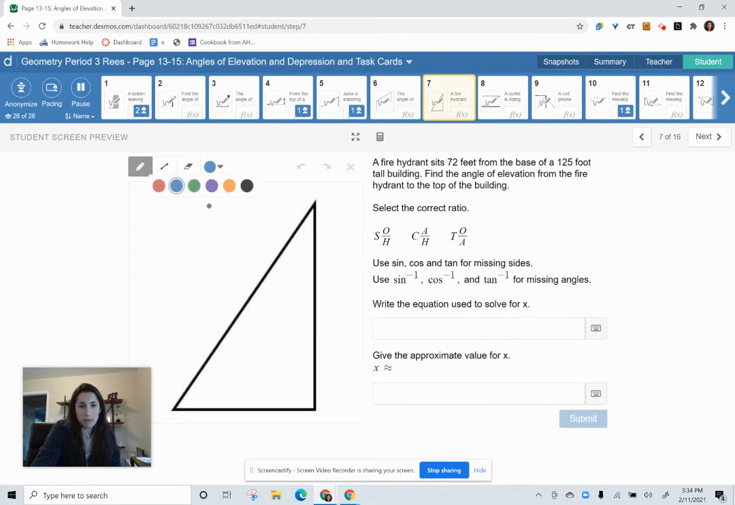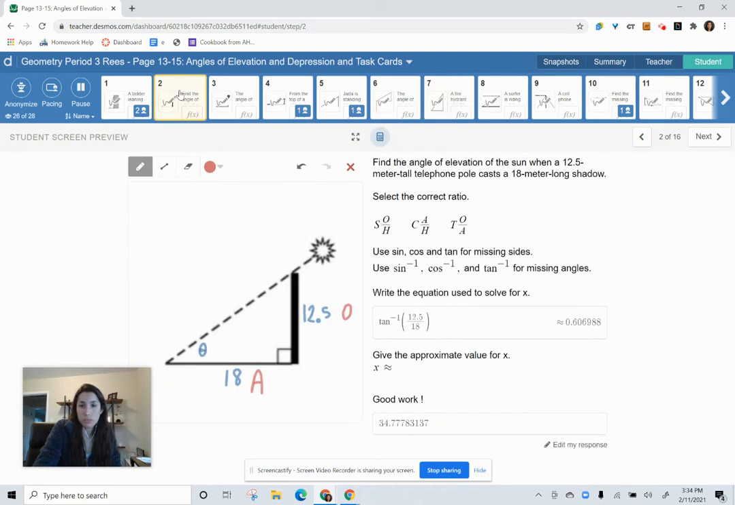Here we've got a fire hydrant in this question. Let's just pretend there's a fire hydrant. And it is 72 feet from a 125-foot building. And we are looking for the angle of elevation. So I'm going to put my theta here. So that means from that angle, we've got an opposite leg and we've got an adjacent leg. That's going to be similar to how we set up question 2, opposite and adjacent, and we are looking for a missing angle. So just like this problem too.